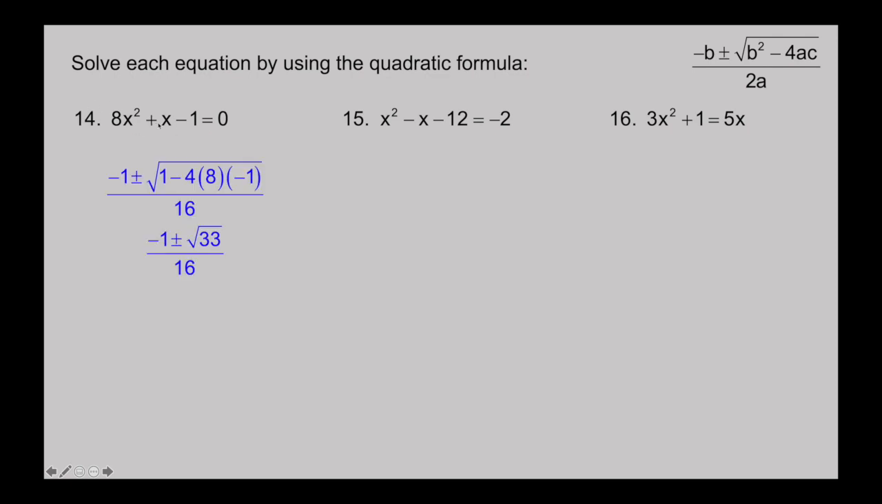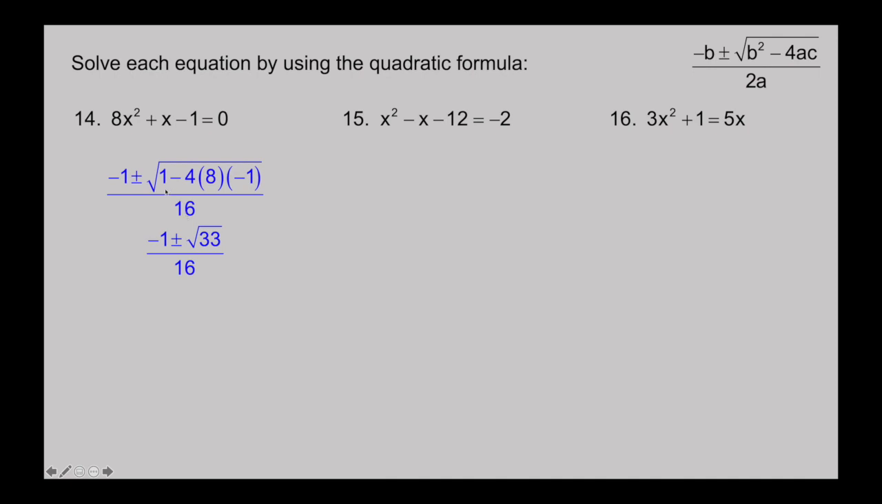I end up plugging in. Again, we start with b. b is 1, so the opposite of that is a negative 1. Then it's plus or minus the square root of b squared. Well, 1 squared is 1 minus 4 times our a value, which is 8, times our c value, which is negative 1. And then we're going to divide that by 2 times our a value, so 2 times 8, which is 16.